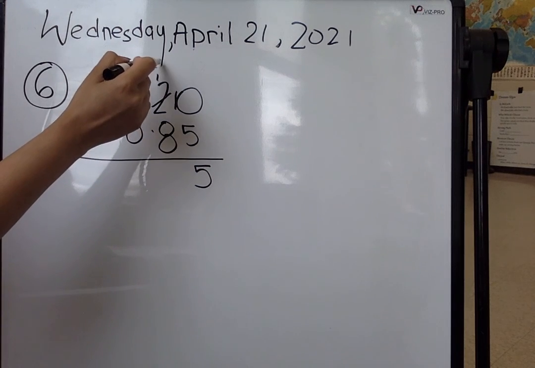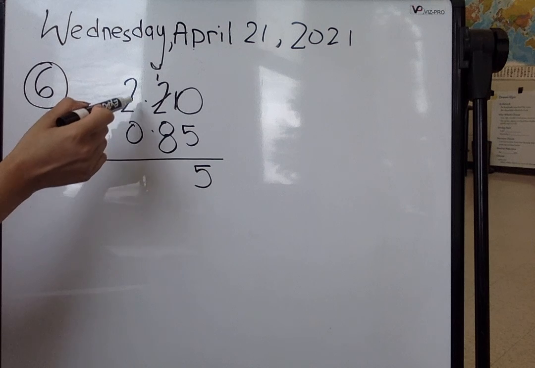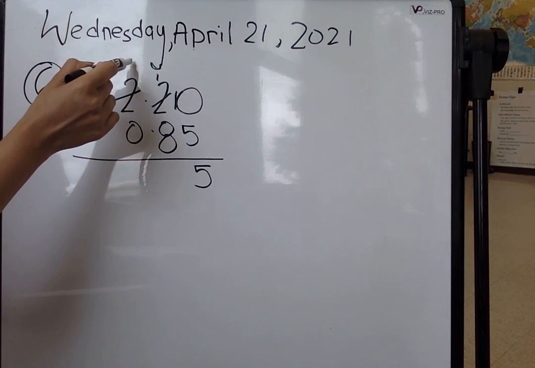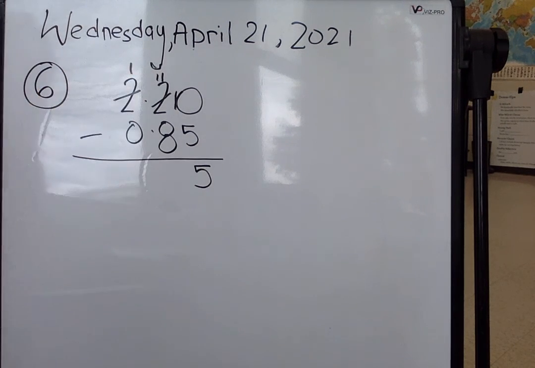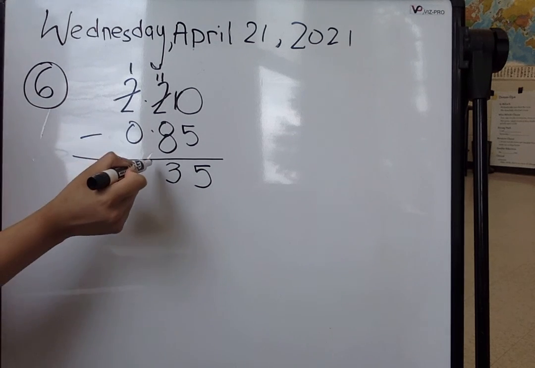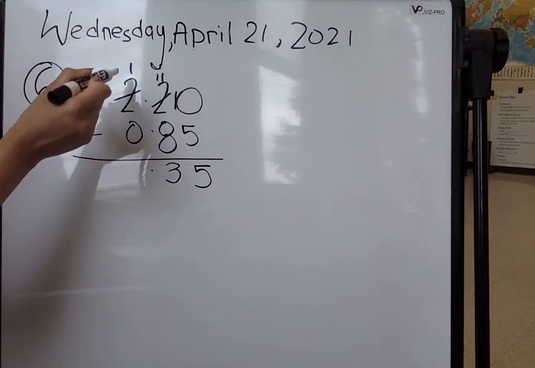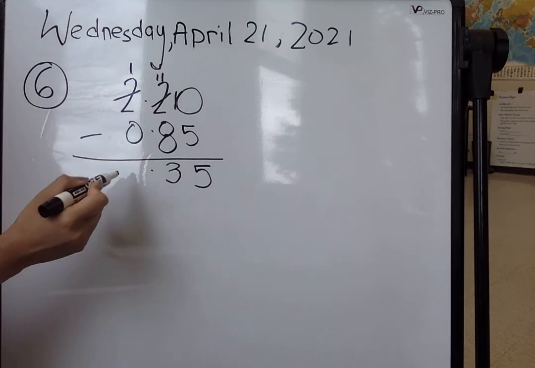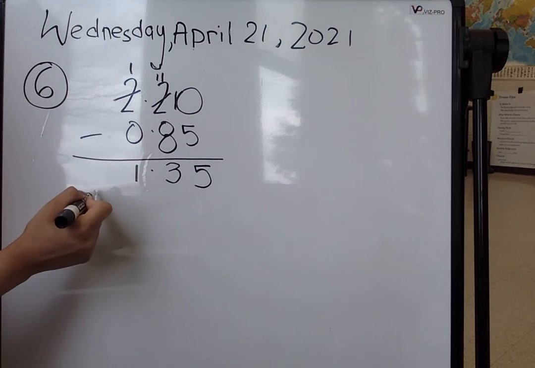I was left with 1 here. And then I am going to borrow again from here. I'll be left with 1 here. This becomes an 11. 11 take away 8 leaves me with 3. Don't forget your decimal. 1 take away 0. I am left with 1.